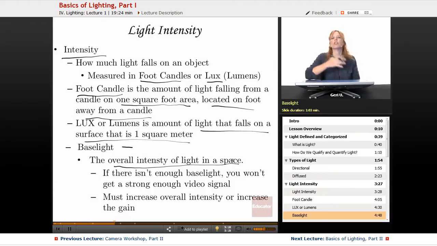Is there enough general illumination for me to get a proper signal, a proper video image? You won't get a strong enough video signal if you don't have it. If you don't have enough base light, you must increase the overall intensity, or another approach would be to increase the gain of the camera itself. When you do that, though, it's not the best solution, because you're actually forcing the sensitivity of the camera itself.